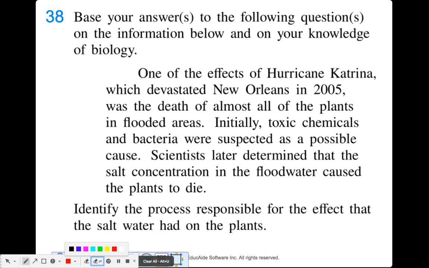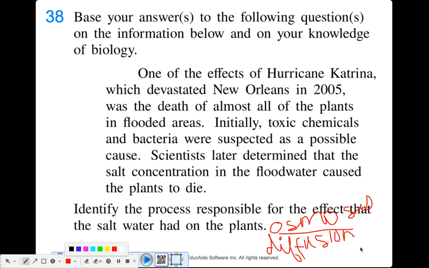Last but not least, number 38, same question. The process of that water moving, it's lovely old osmosis. You could also just say diffusion. I wish this had the text tool so you guys could actually read what I'm writing, but hopefully when you listen, you can hear it too. Okay, so diffusion or osmosis, the water going from a high concentration to a low concentration of water. That's osmosis or diffusion.